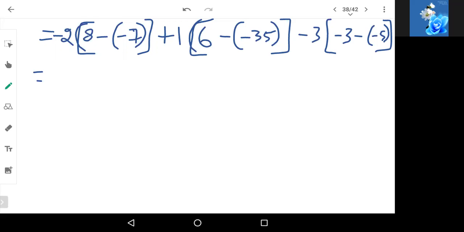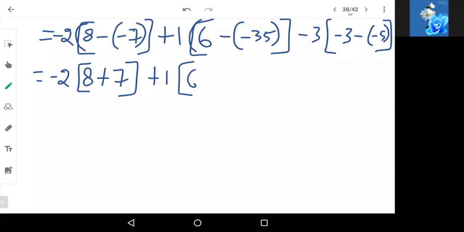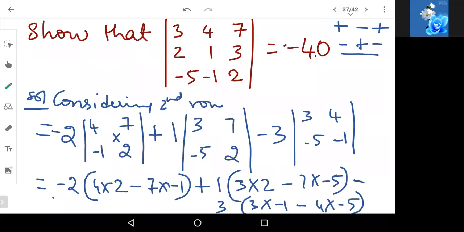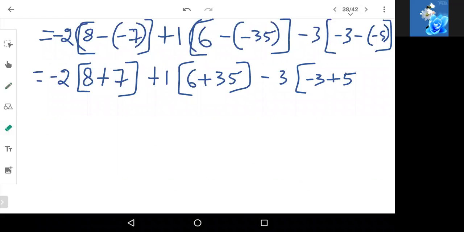Now, in the next step, minus 2 into 8 minus of minus 7 means plus 7, plus 1 into 6 minus of minus 35 is 6 plus 35. Then minus 3 into minus 3 plus 5. Sorry, 4 5s are 20, right? It's not 5, it's going to be 20. Minus 20. So here it's going to become plus 20. Okay, now next step. Minus 2, 8 plus 7 will be 15.